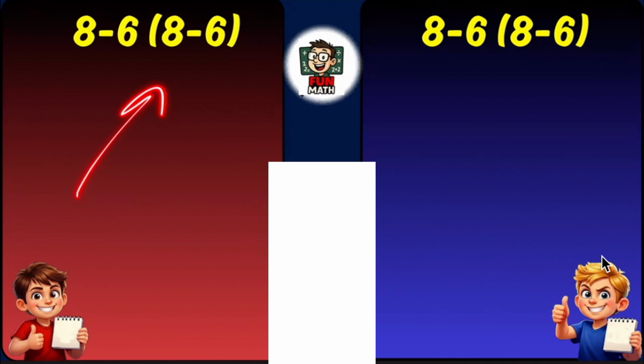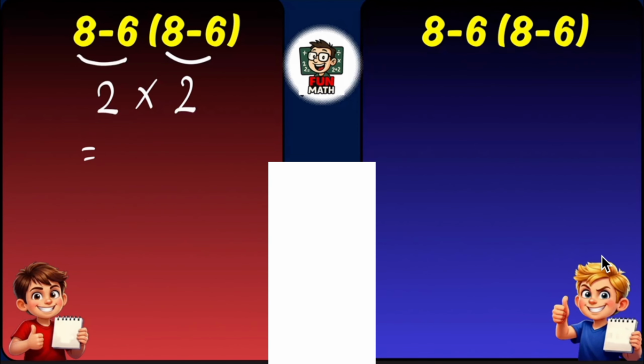Let's start with the first solution. First subtraction, 8 minus 6 equals 2. Hidden multiplication, 2 times 2 equals 4. If you solved the problem this way, you made a mistake.